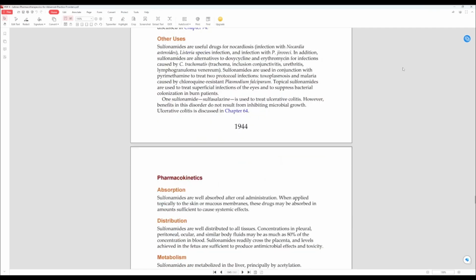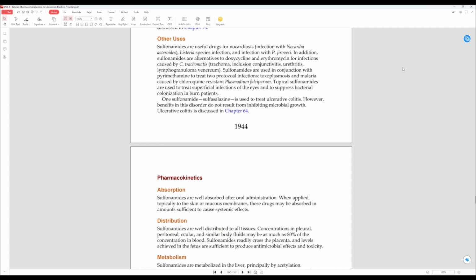Other uses. Sulfonamides are useful drugs for nocardiosis, Listeria species infections, and infections with P. jirovecii. In addition, sulfonamides are alternatives to doxycycline and erythromycin for infections caused by C. trachomatis. Sulfonamides are used in conjunction with pyrimethamine to treat two protozoal infections, toxoplasmosis and malaria caused by chloroquine-resistant Plasmodium falciparum. Topical sulfonamides are used to treat superficial infections of the eyes and to suppress bacterial colonization in burn patients.